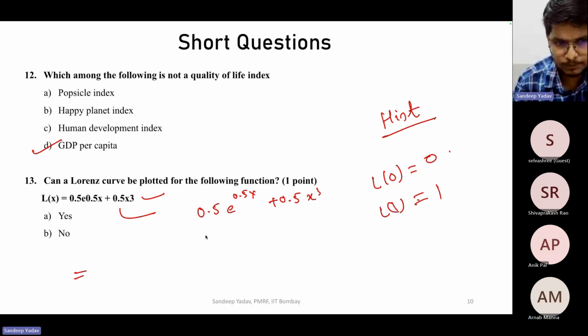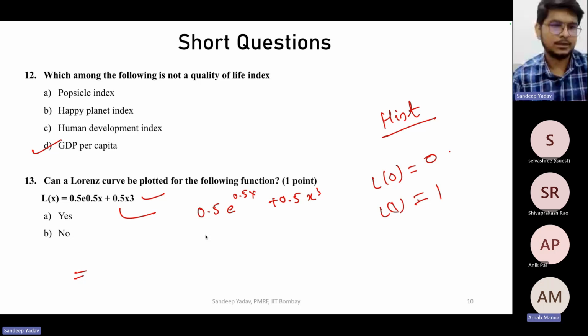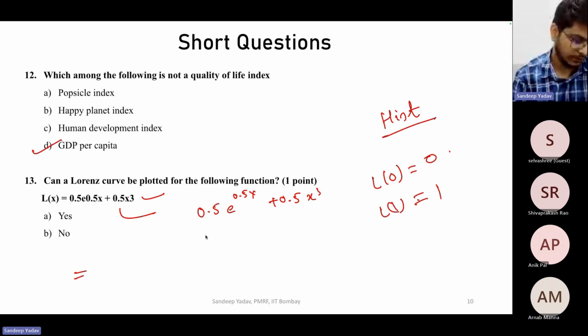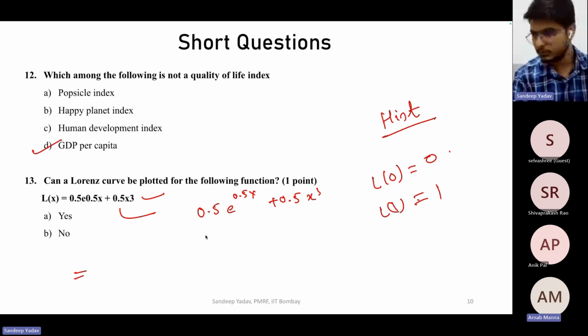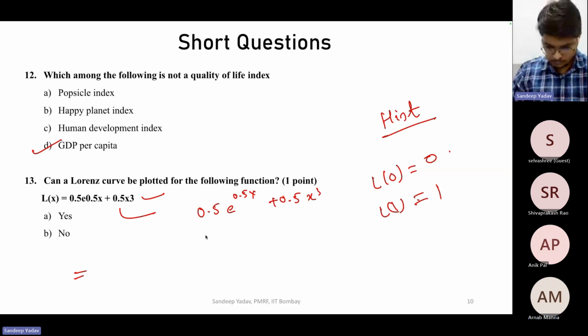In the whole equation, keep x equal to 0 and x equal to 1. What are the values coming? You can type your answer. So option A. It is true.